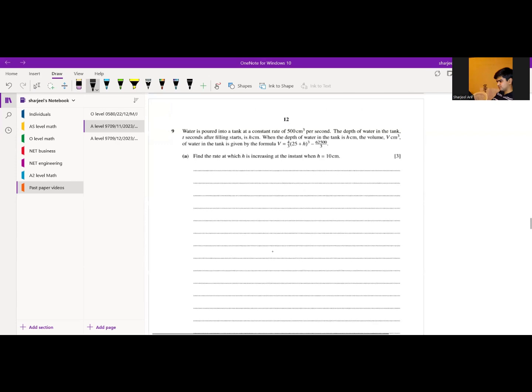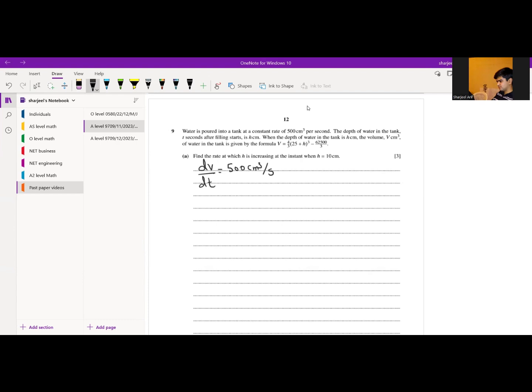Now look at question number 9. That's an important question. Water is poured into a tank at a constant rate, dV over dt equals 500 cubic centimeter per second. We have to find the rate when the depth of water in the tank is 8 centimeter.